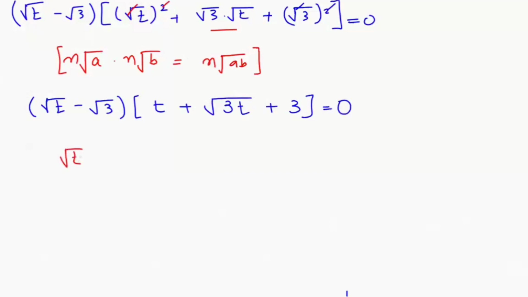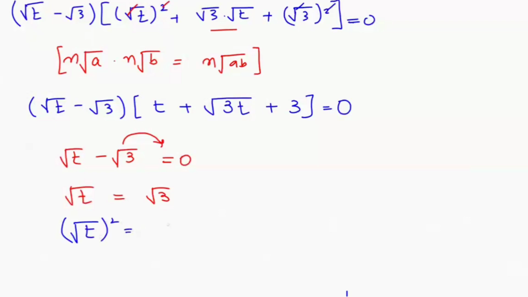Root of t minus root of 3 equals 0. Now I am going to take this root of 3 to the right hand side, so it turns to positive root of 3. In the next step, I square both sides to remove the root. (Root of t) squared equals (root of 3) squared. Here the square and root cancel, so the value of t we find is 3. That is the real solution, or the real root.